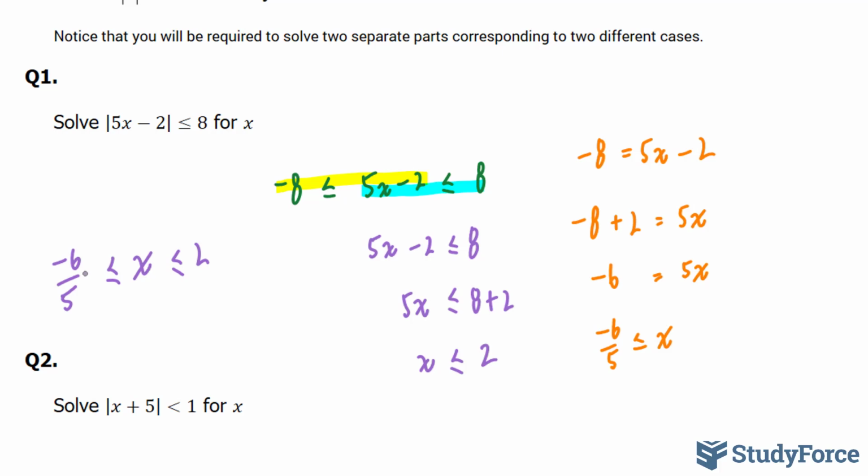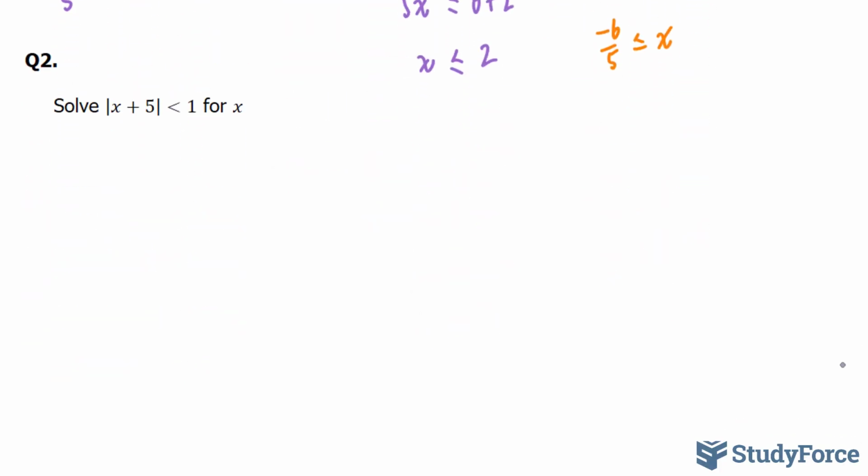Let's continue with question 2. In question 2, they ask us to solve the absolute value of x plus 5 is less than 1. Now once again, we will convert this expression so that it looks like this. X plus 5 is greater than negative 1, but less than positive 1. We will solve this equation in 2 separate ways.